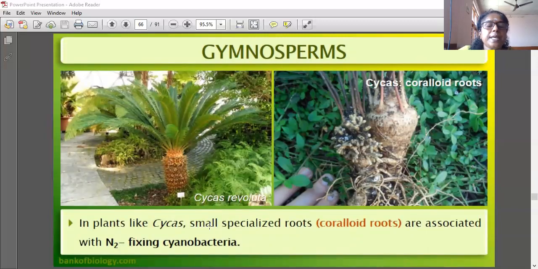In plants like Cycas, small specialized roots are associated with nitrogen-fixing cyanobacteria. See this diagram: the nitrogen-fixing cyanobacteria are seen here, and these nodule-like structures are seen there.